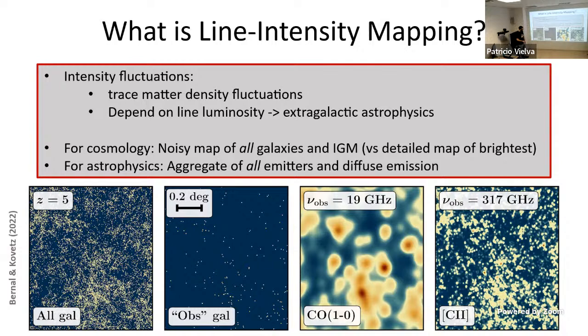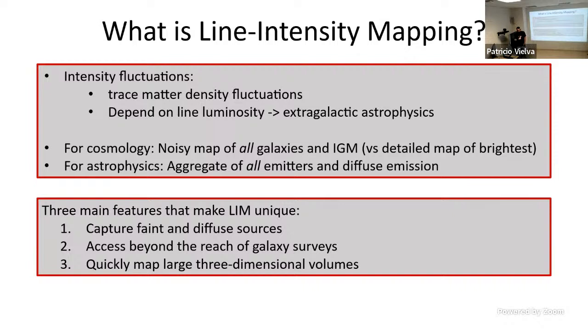Okay. And the main features that line intensity mapping is unique for come from what I was saying. It lets you capture the faint and diffuse sources that you can't measure any other way. It gives you access beyond the reach of galaxy surveys because it doesn't have that strong cutoff in redshift as galaxy surveys have, because it maps the whole distribution and is not sensitive to only those bright galaxies that at some point are not enough for cosmology.